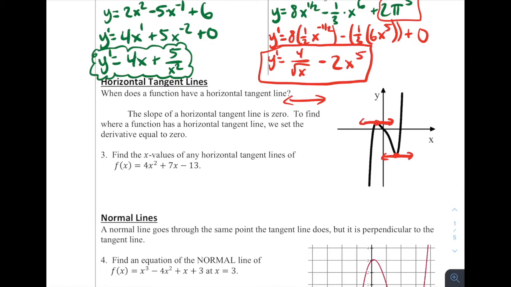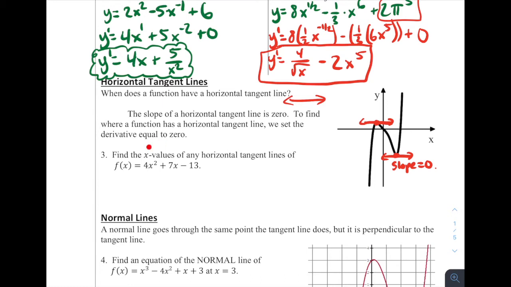Those are places where the slope is equal to 0. So the slope of the function is equal to 0, and so the slope of a horizontal tangent line is 0. To find where a function has a horizontal tangent line, we set the derivative equal to 0. So I could take the derivative of this function and then find out where the output is 0, because that would mean the slope of the original function is 0 there.